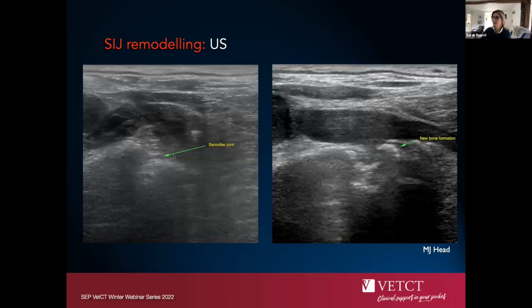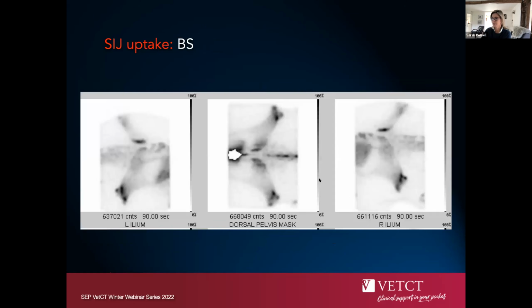SIJ remodeling, ultrasound, relatively normal joint here, widened joint space here, new bone formation, and this type of thing. So again, looking for asymmetry in the joint rather than just simply remodeling changes. Bone scan. So again, the dorsal view is perhaps the most useful.